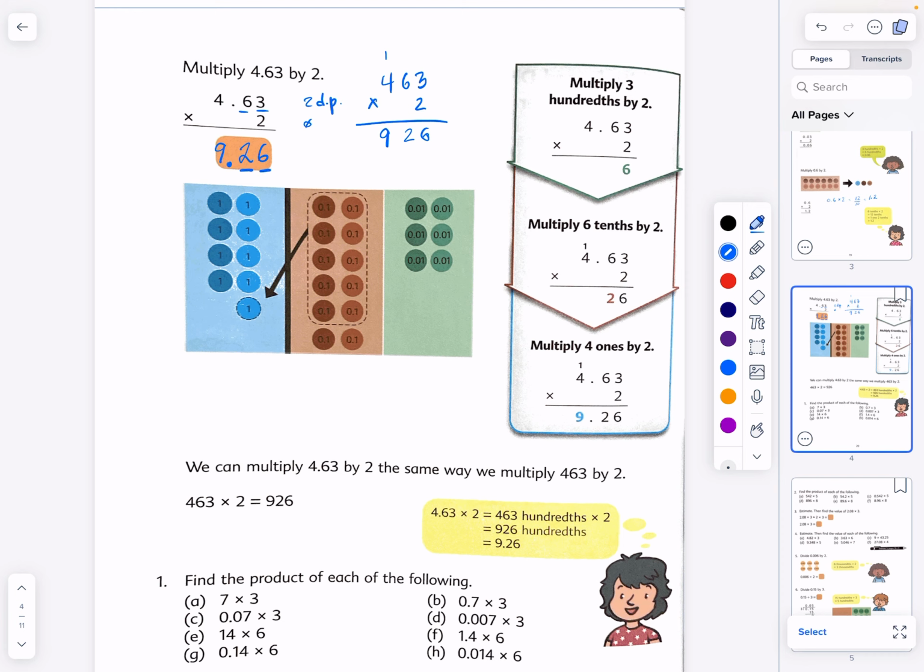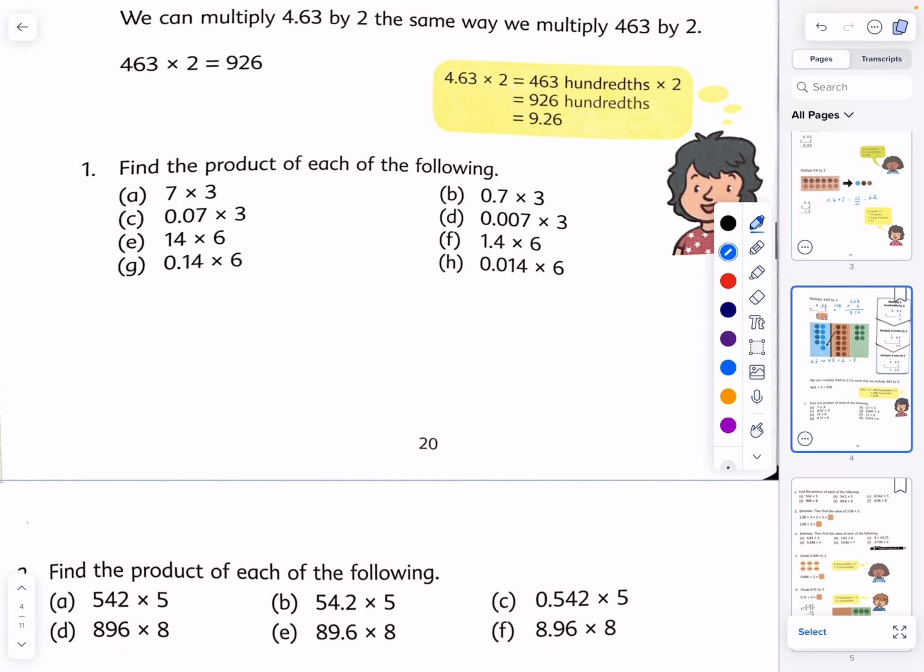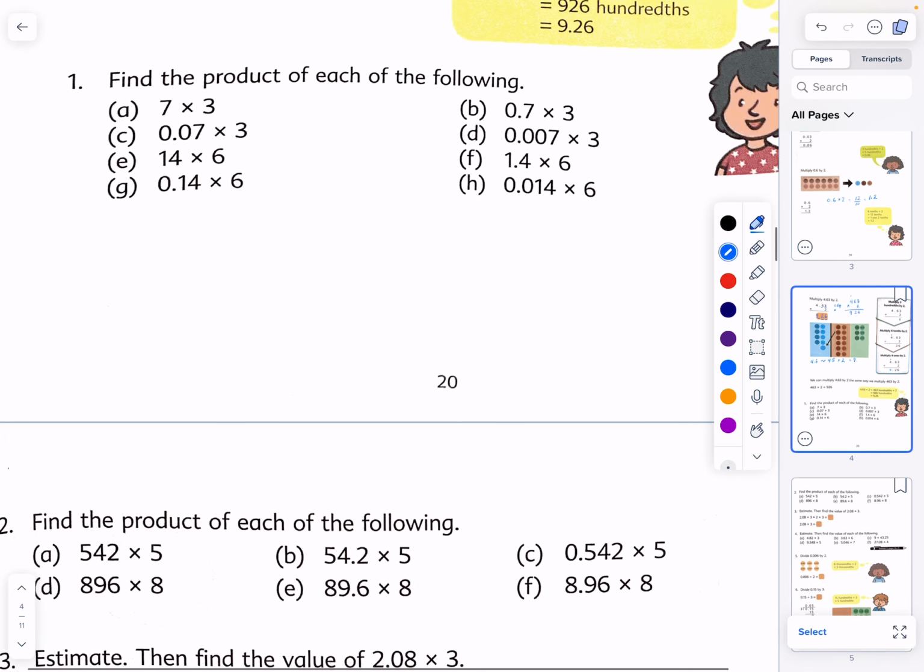And it kind of makes sense if we estimate it, right? 4.63, let's round it to about 4.5, right? It's close to 4.5, and 4.5 times 2 should be around 9. And that's what our answer turned out to be. Let's explore these patterns in the decimal point a little bit further.